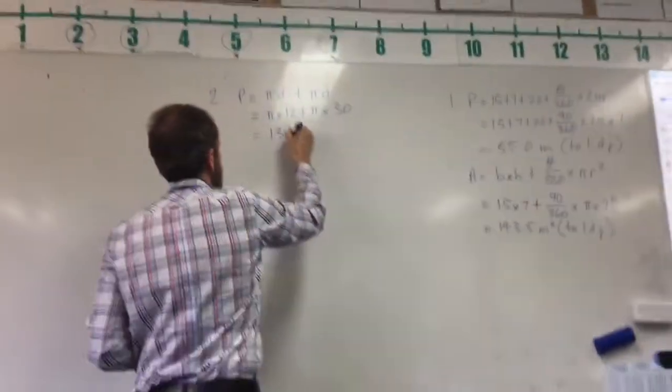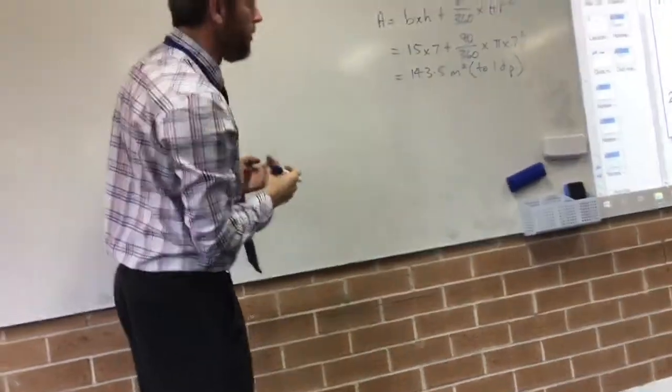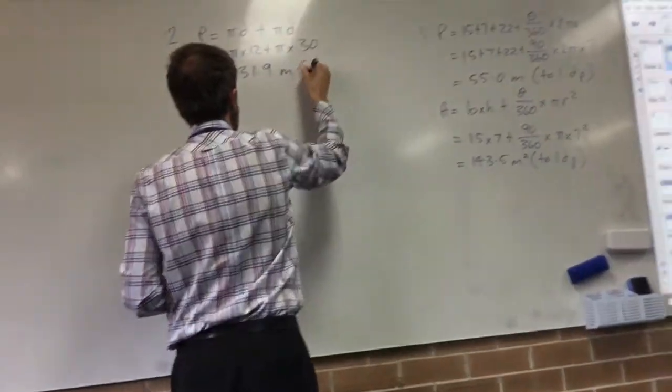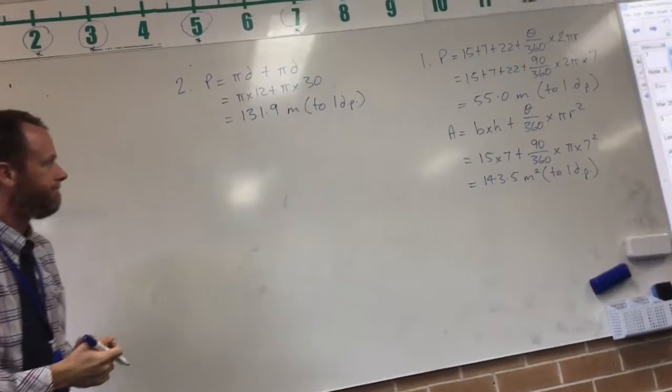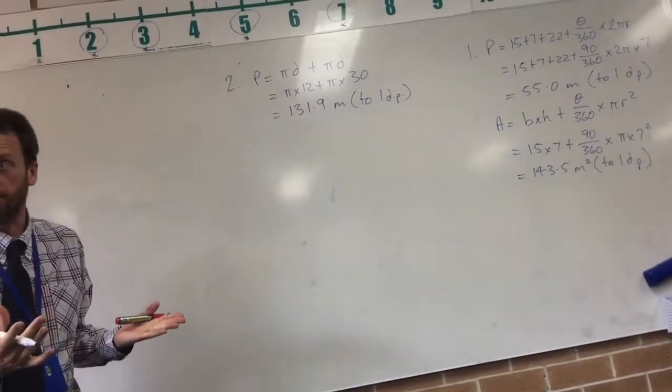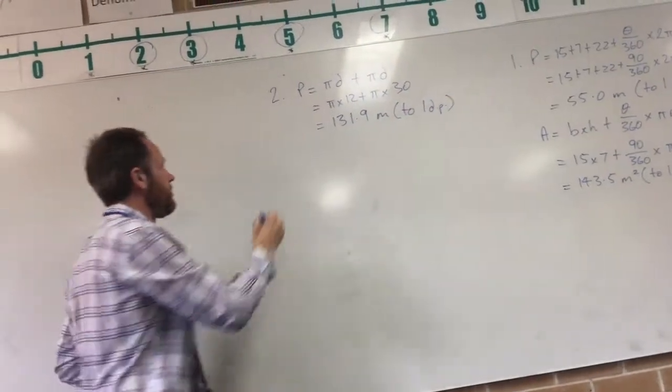94? I'm going to say 131.9 metres to 1 decimal place. That one's pretty quick, isn't it? Once you write the formula, the answer's easy.